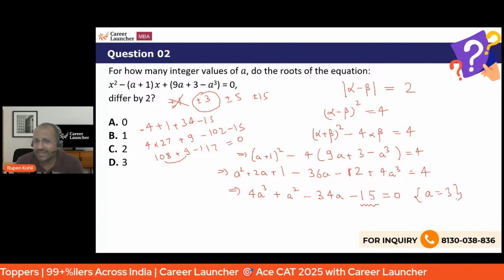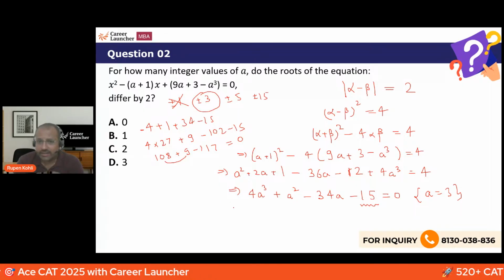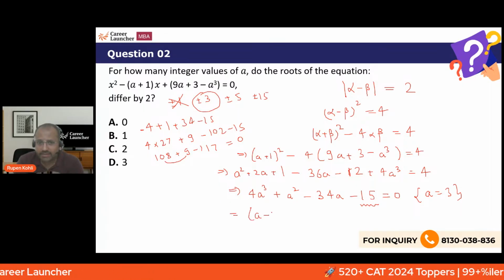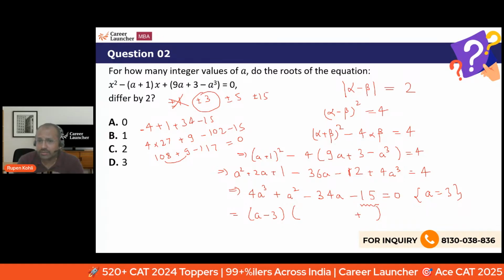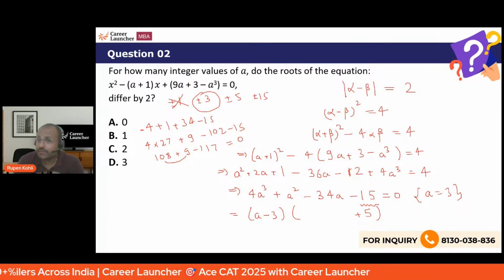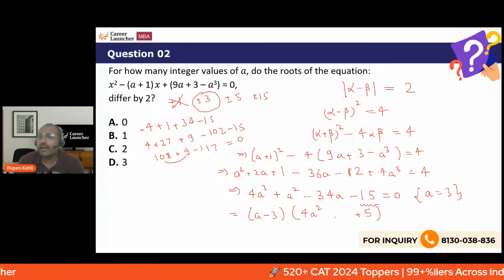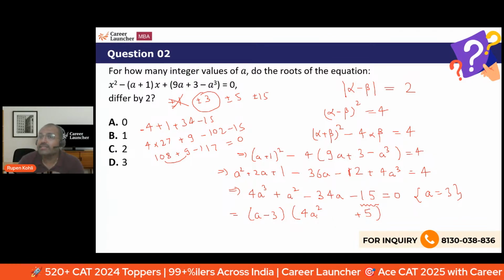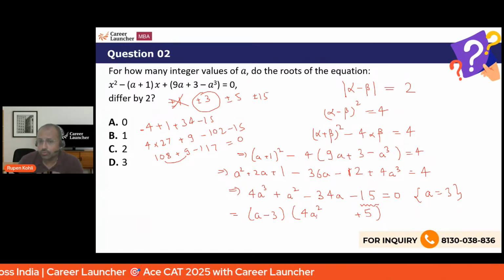Now I can say there will be no further integer roots because I know that this cubic expression is (a - 3) into some quadratic expression. In that quadratic expression, the constant term has to be plus 5 to manage with the constant term of minus 15, minus 3 into 5, and the coefficient of a square has to be 4. So this kind of quadratic will never have integer roots because simply the coefficient of a square is not 1. There is no chance that this equation has any integer roots.